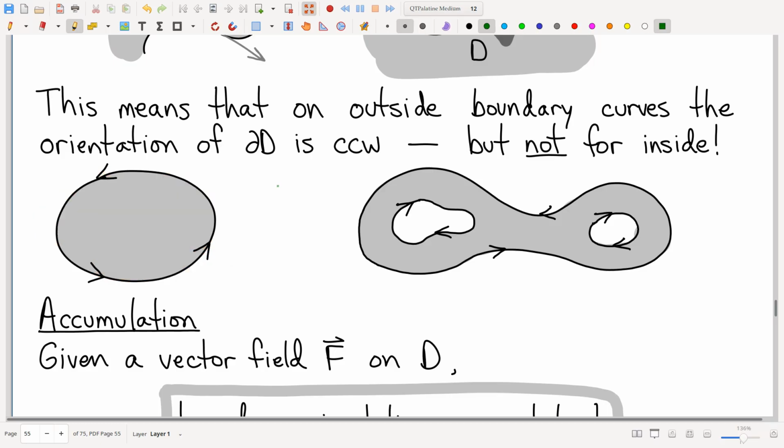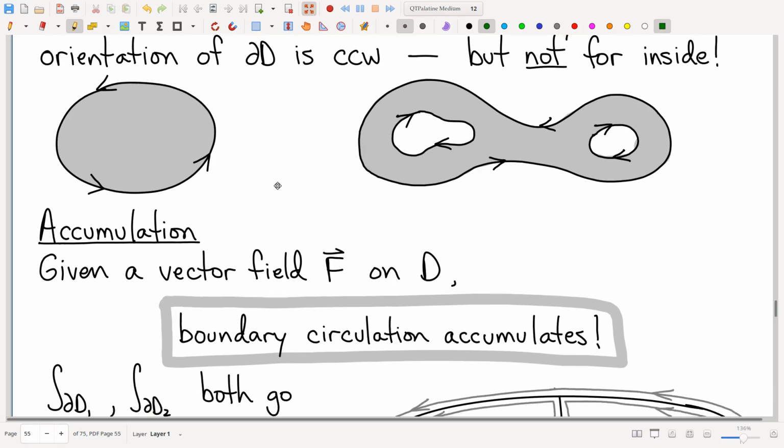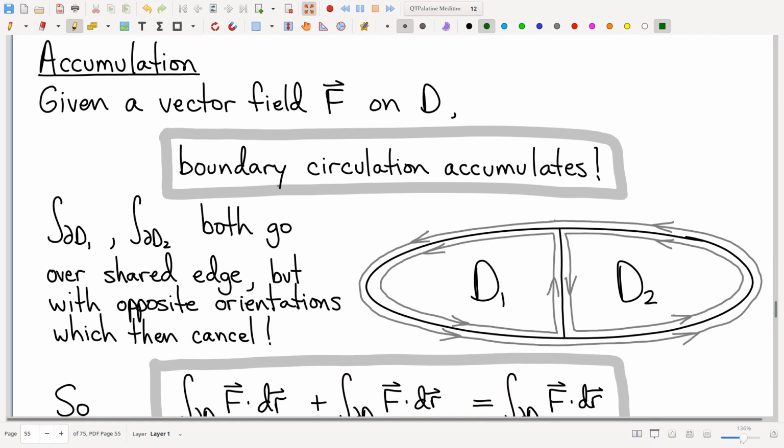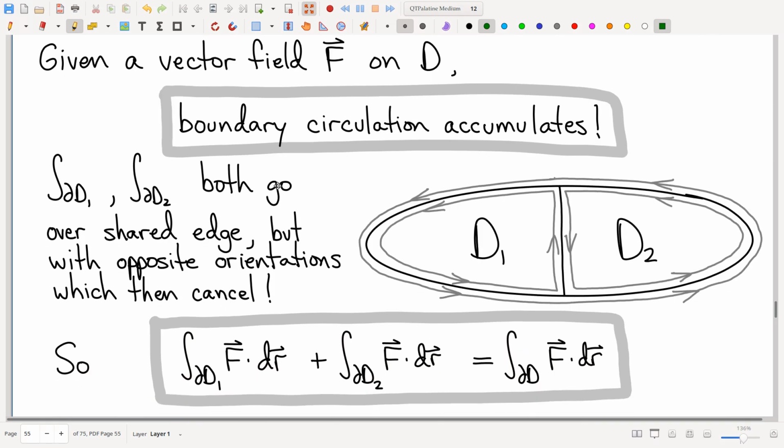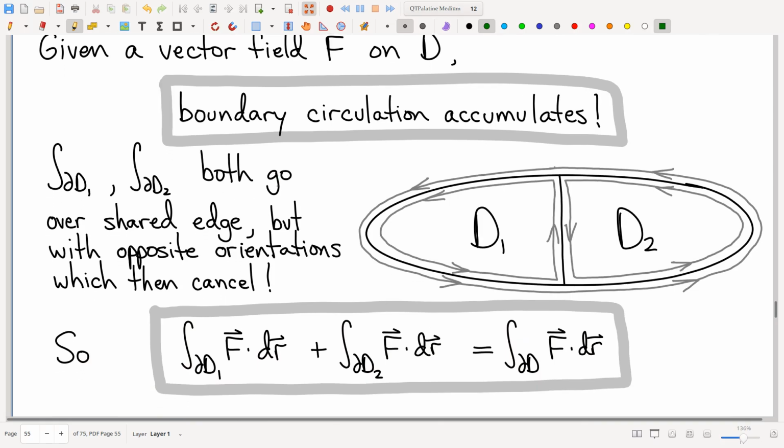Okay, so we're ready. This is the nugget behind our first example of one of the biggest ideas in the course. It's this argument right here. It's a beautiful little argument. I claim that boundary circulation is an accumulating quantity. And this does not seem right. Let me try to make the case for why this seems wrong.